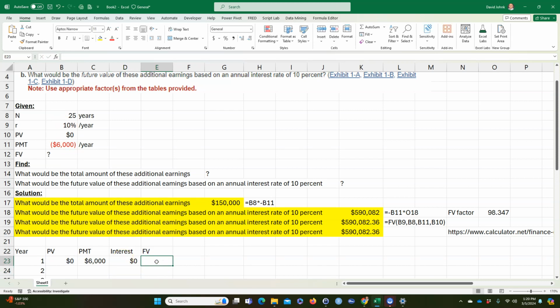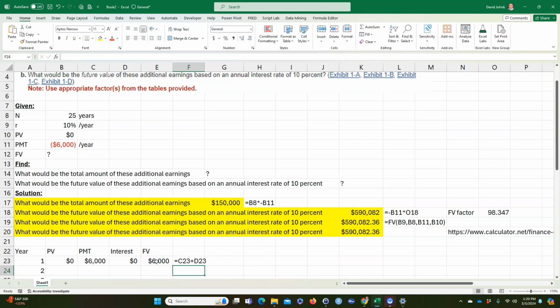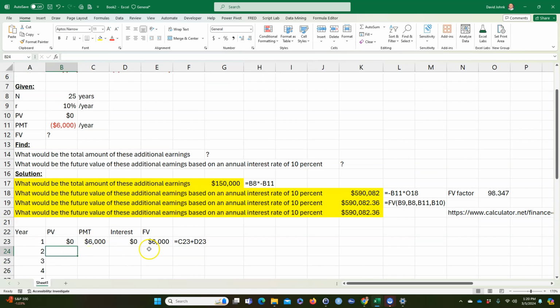And then my future value is just going to be equal to my payment plus whatever interest earned. Remember, this payment came at the end of the year. So let me put the formula in here. Okay. So then I'm going to start again. At my second year, it's equal to whatever it was at the end of my first year, which is the same as the beginning of my second year.